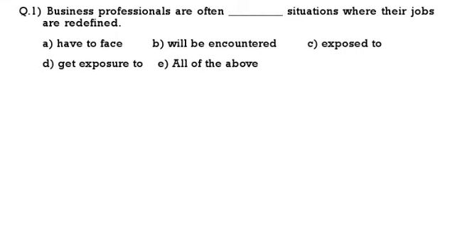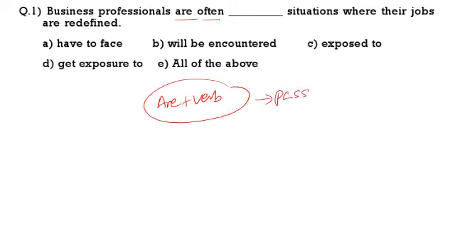So passive voice structure is there. So here you are using 'are often'. 'Are' is followed by a verb in the passive voice. So 'are often exposed to'. Whenever you are talking about a sentence in the passive voice, you should use the third form of the verb. So here business professionals are often exposed to situations where their jobs are redefined.